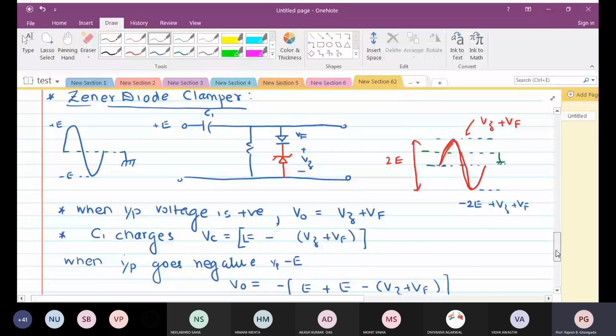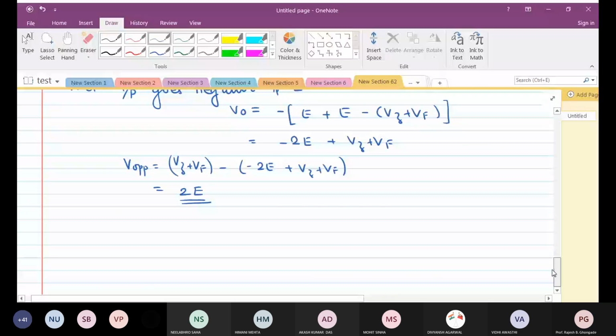Similarly, we have the Zener diode clamp for the positive clamping. The only difference is that, okay, we'll see that also. So the positive Zener diode clamp.